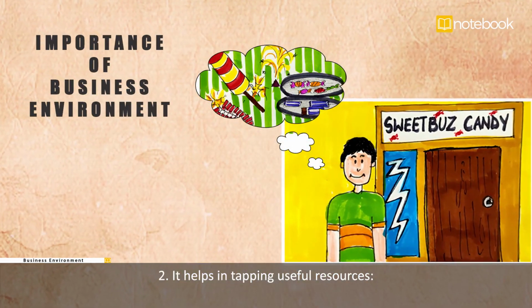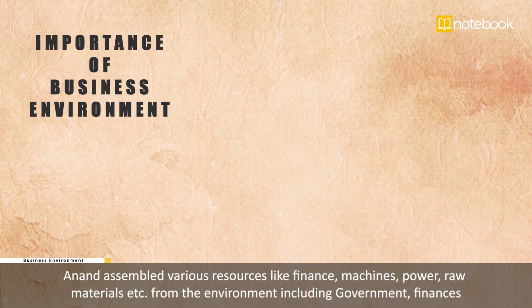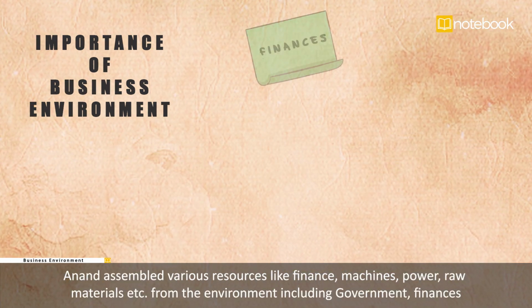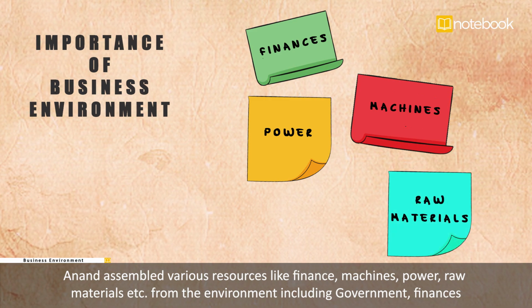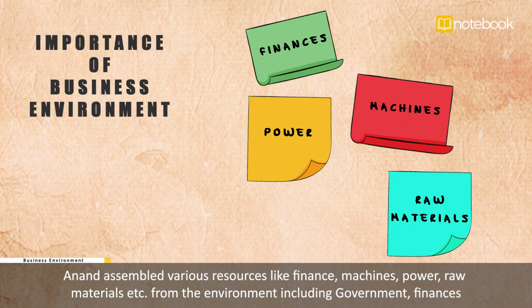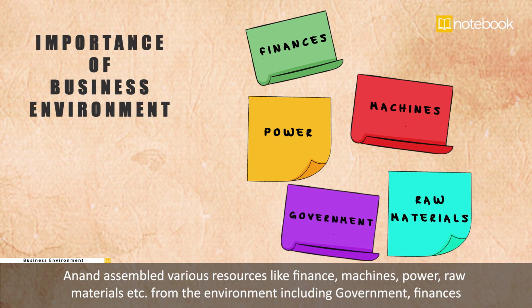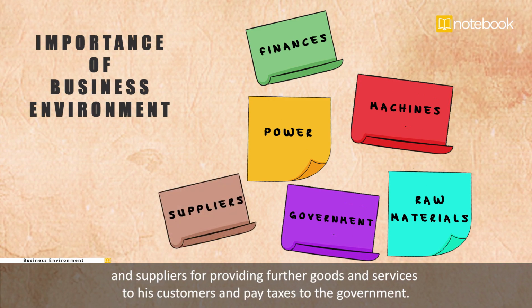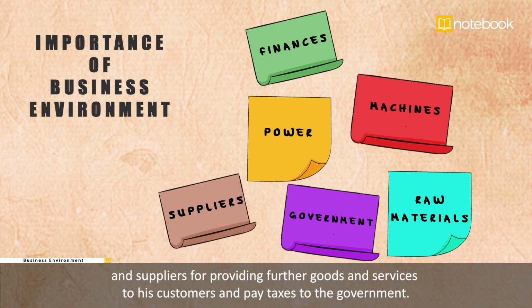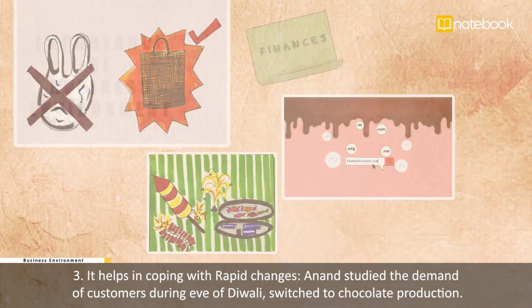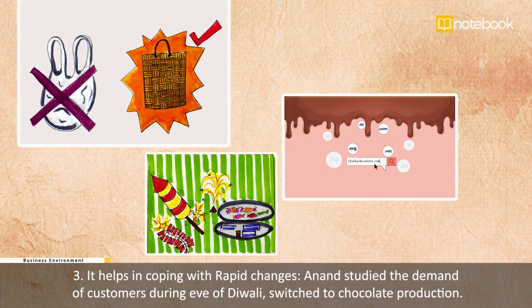It helps in tapping useful resources. Anand assembled various resources like finance, machines, power, raw materials, etc. from the environment, including government, finances, and suppliers, for providing goods and services to his customers and to pay taxes to the government. It helps in coping with rapid changes.